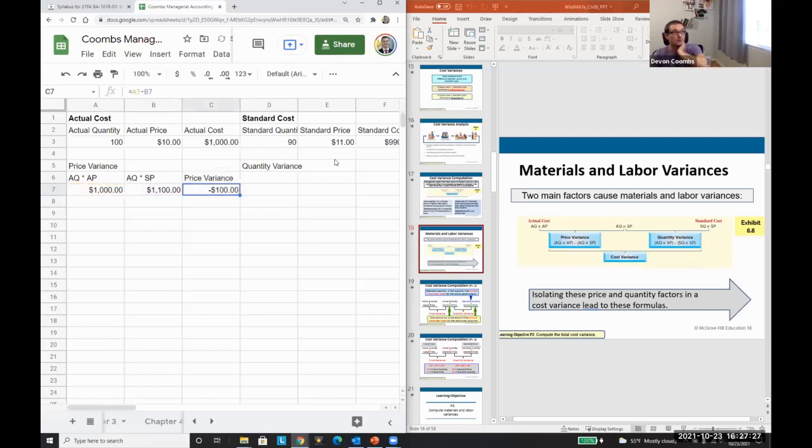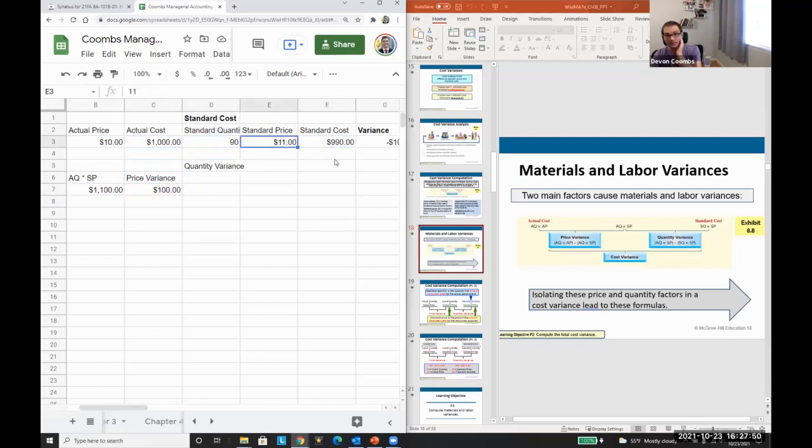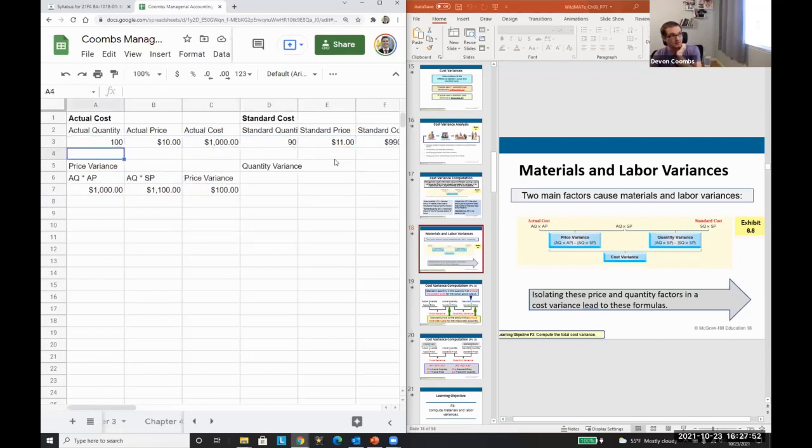So we have a $100 price variance here. Negative $100. Why? We have it because the actual price we paid, oh, sorry, it should be positive 100. There we go. We paid $1 per unit less than the standard price. So we have a price variance of $100, positive, that's favorable.